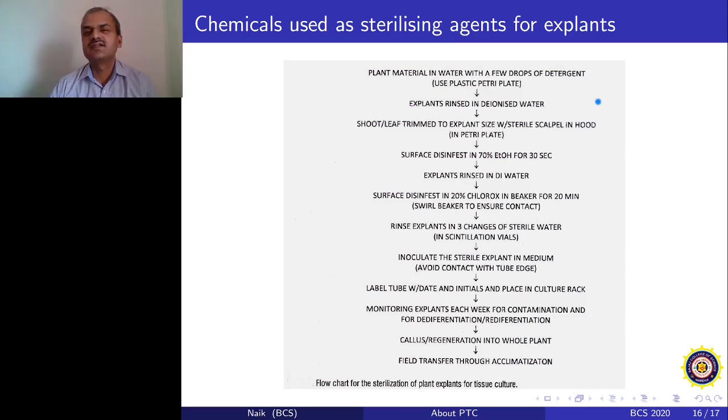If your explant is very delicate, then don't treat with the Bavistin solution because it will damage. Bavistin is fit for those explants which are reasonably rigid and have a good xylem tissue or parenchymatous tissue, and they are solid. If the tissue is solid, then use the Bavistin. If tissue is very delicate, very thin, then don't use it.